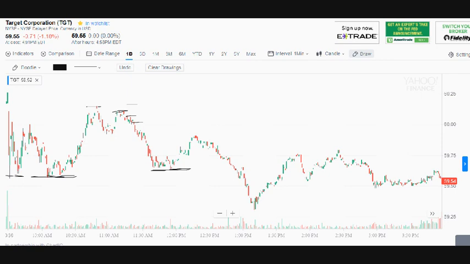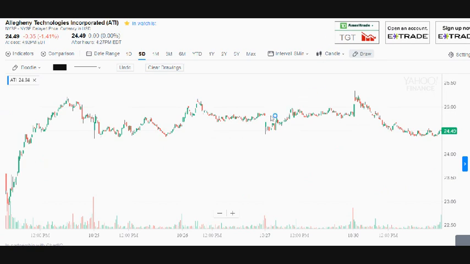Let's look at another one. Okay, now this is several days of Allegheny Technologies, and I just want to show you a few things. Right here, there's support. It bounced off it, keeps bouncing off it. Bounced off it again. That's 1, 2, 3, 4 times it bounced off it. Let's see if there are any others. I don't see anything real good in that one. That's just a steady trend.